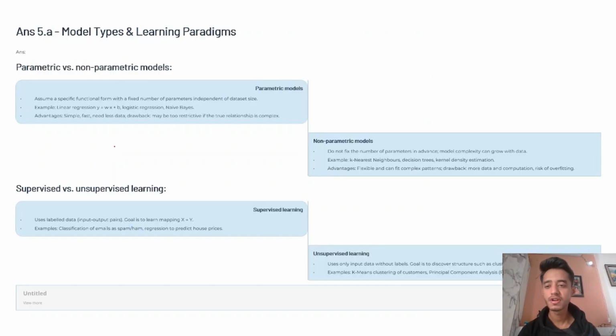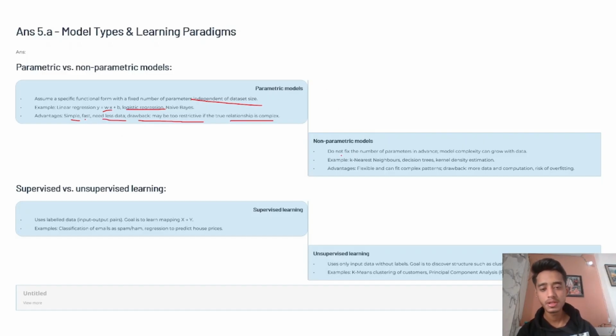Parametric models assume a specific functional form with a fixed number of parameters independent of dataset size. Example: linear regression, y equals wx plus b, logistic regression, naive Bayes. Advantages: it is simple, fast, and needs less data. Drawback: may be too restrictive if the true relationship is complex.